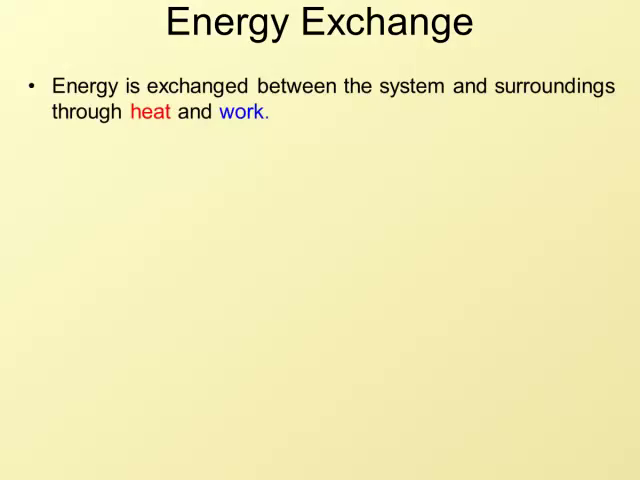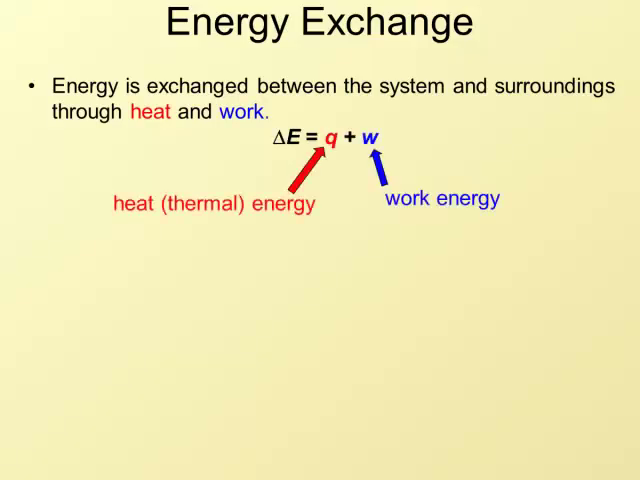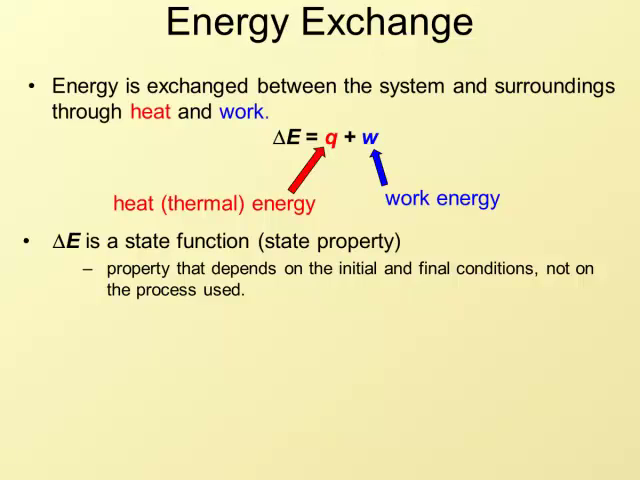Energy is exchanged between the system and the surroundings through heat and work. The total change in energy of the system is defined as the sum of the heat transferred, represented by Q, and the work done, which is W. Change in energy is a state function. A state function is a property of a system that depends only on the initial and the final conditions, not on the process by which it happened.